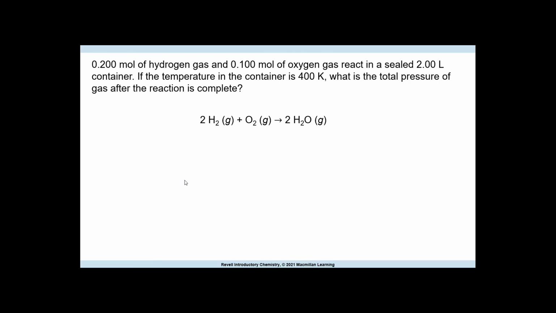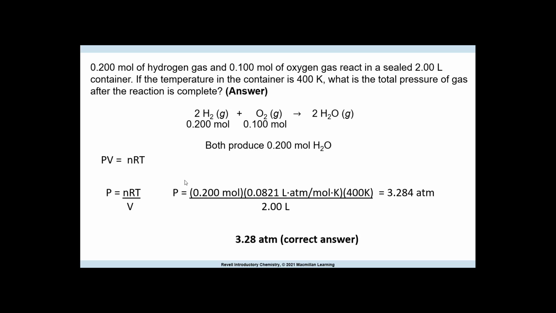0.2 moles of hydrogen gas and 0.1 mole of oxygen gas react in a sealed 2.0 liter container. If the temperature in the container is 400 K, what is the total pressure of the gas after reaction? You're given two different amounts, and you have to see which one produces the most or the least. Either one will tell you which is the limiting reactant. In this case, when I did it, they both came out with the same answer of 0.200 mole, so that's what I'm going to use on the bottom one. But had you had something different, you would treat it like a limiting reactant because the reaction won't go anymore. You have to use the smallest amount.